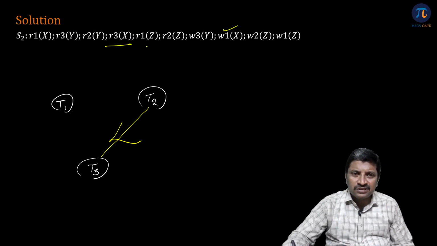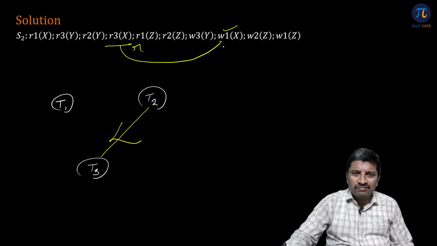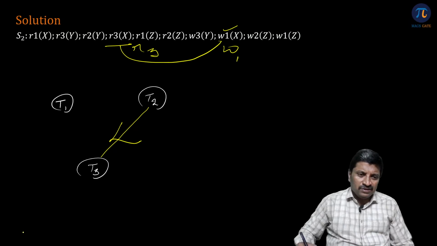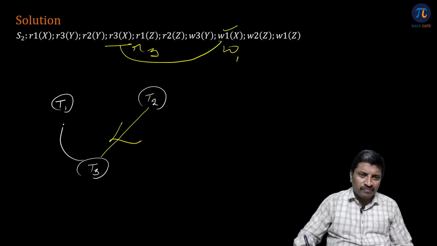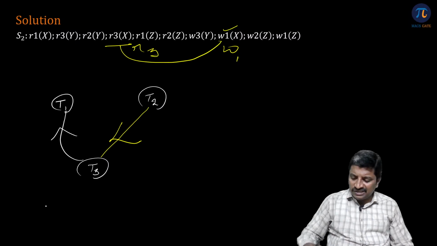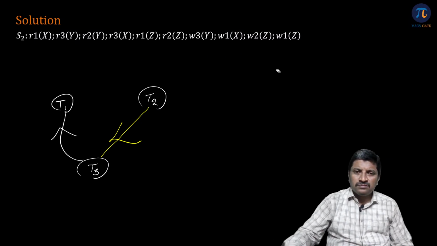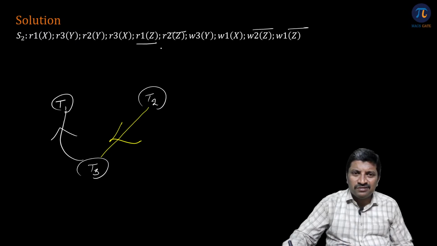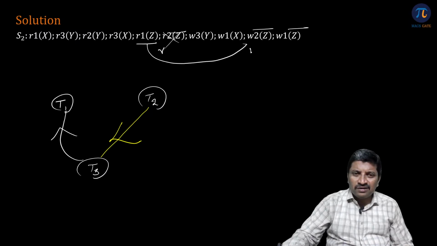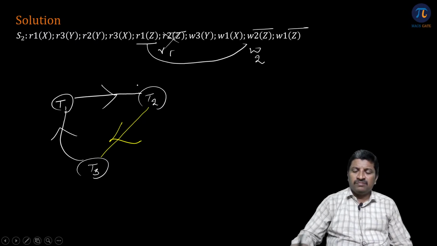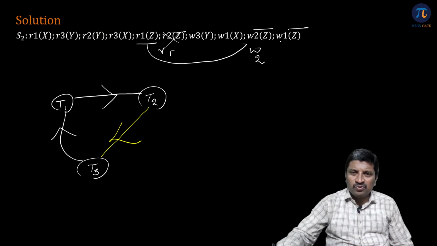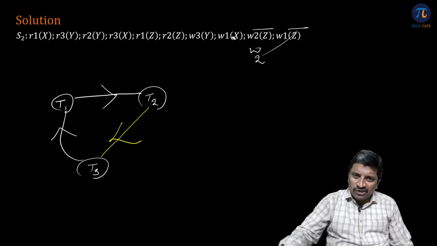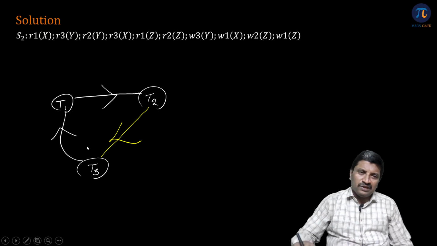Then go for here. X, conflict. Read, write. 3, 1. So there should be a line from 3 to 1. Anything else? No. Z, both are read, leave it. Then read, write, 1, 2. Here both are the same transaction, so leave it. Sir, you can continue, but before continuing, please observe the graph already has a cycle.